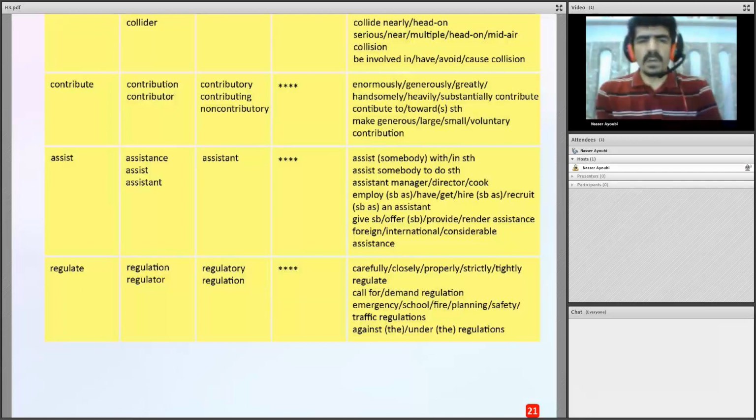International assistance. Iran refused the international assistance after the devastating earthquake offered by 30 countries. Another example is related to recruit somebody as an assistant. I was recruited as an assistant cook in a company with 300 workers.